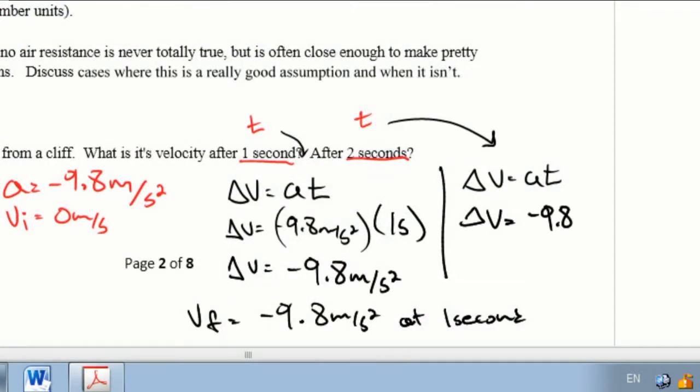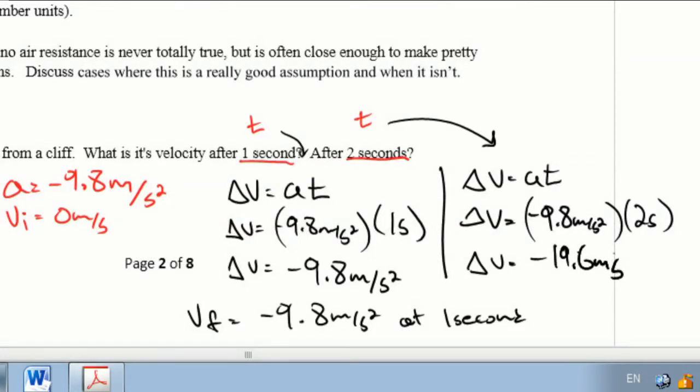Same process here, 9.8 meters per second squared, and in this case we're going to multiply by 2 seconds. So my change in velocity is going to be negative 9 and 9 is 18. Just reading your question here, Abby. 19.6. No, I had 14. Negative 19.6 meters per second.